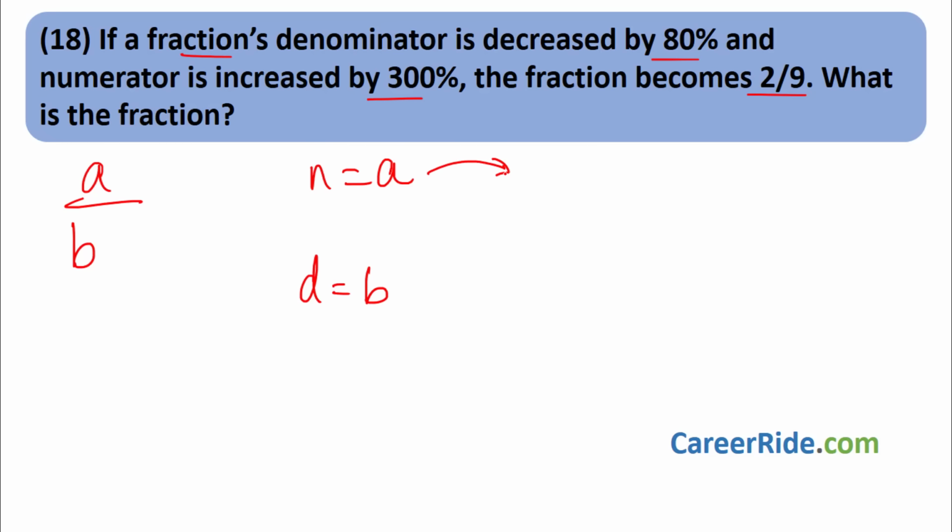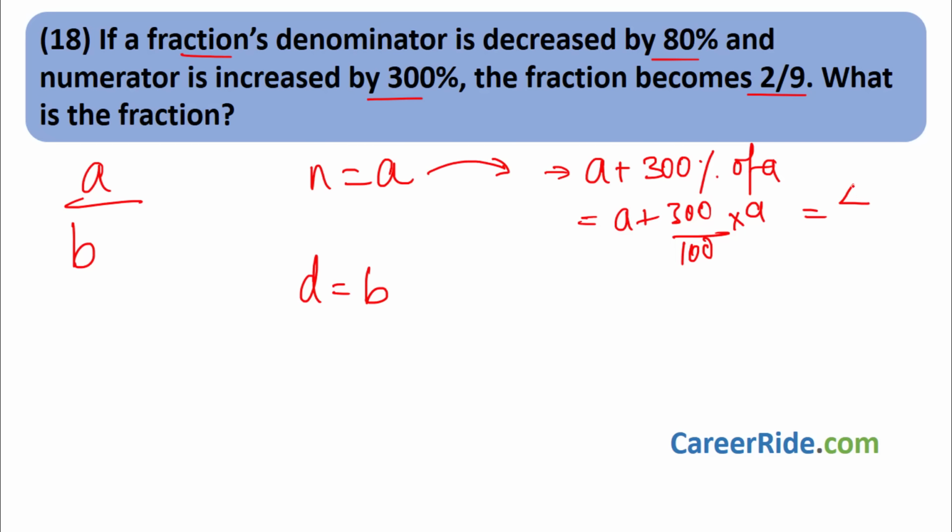Numerator is increased by 300%. So numerator becomes a plus 300% of a. That would be equal to a plus 300 upon 100 into a. That would be a plus 3a, that is 4a. This is the new numerator.